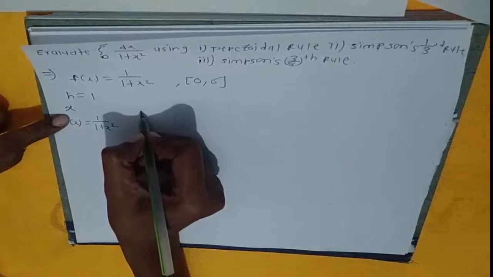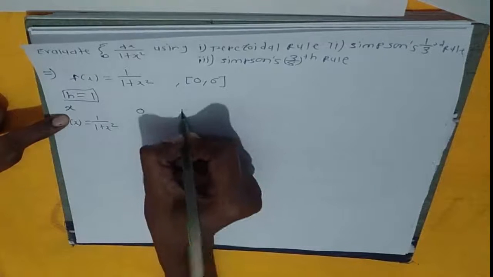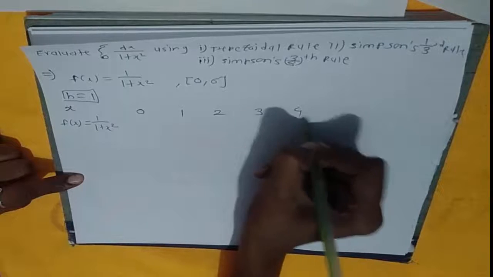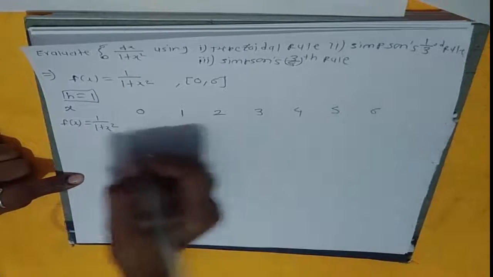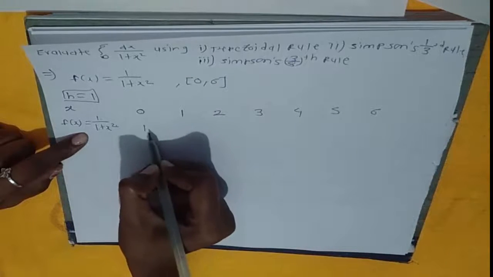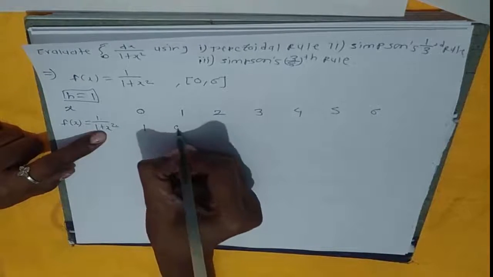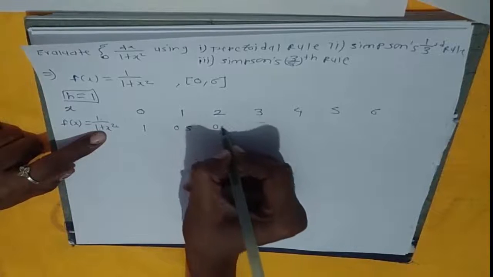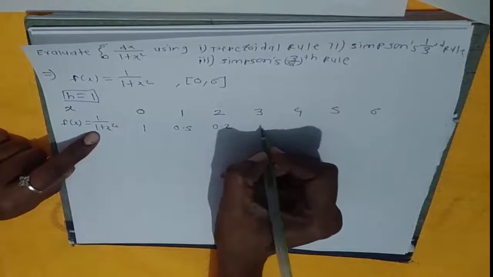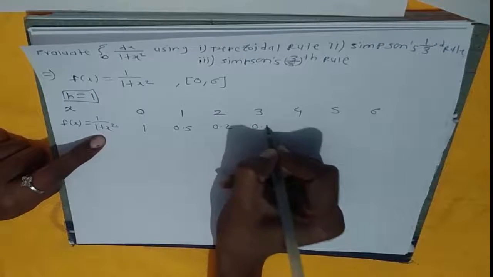So the first value of x will be 0, then by taking h equal to 1 we get x1 = 1, then x2 will be 2, 3, 4, 5 and 6. Using the function 1 upon 1 plus x square, if we put x equal to 0 we get 1. Then at 1, 1 square is 1, plus 1 is 2, 1 by 2 is 0.5. Then at 2, 4 plus 1 is 5, 1 by 5 is 0.2. Then at 3, 9 plus 1 is 10, 1 by 10 is 0.1.